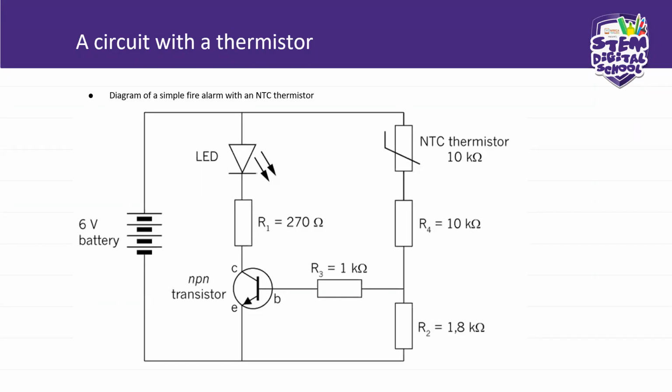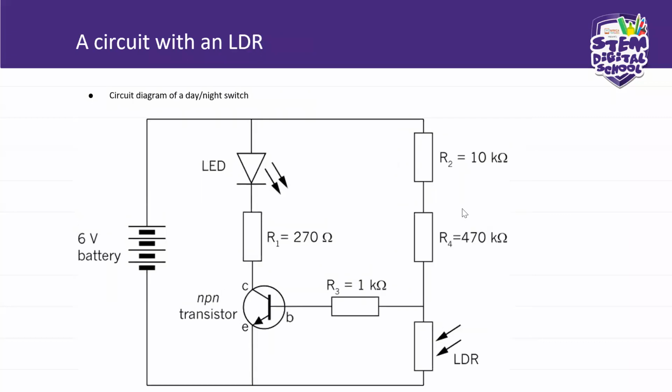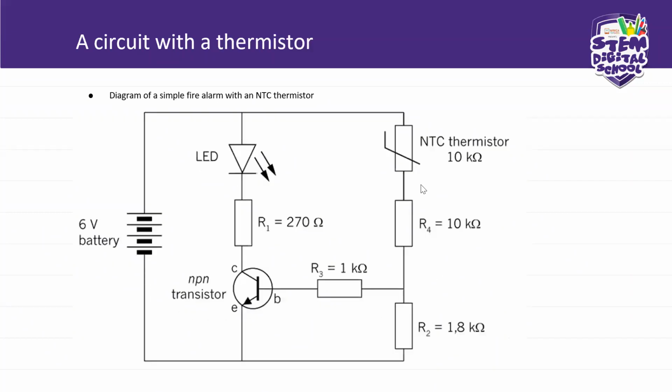Right. And then you have another circuit with a thermistor. You know, these are sensors. Grade 9. The LDR is a sensor. What does it sense? It senses light. The thermistor is a sensor. What does it sense? It senses heat.